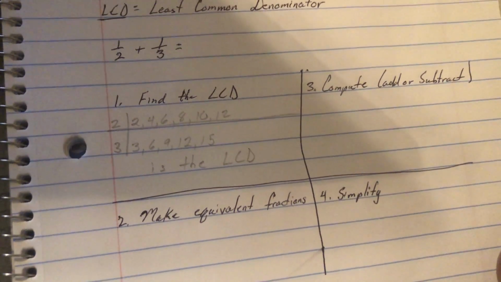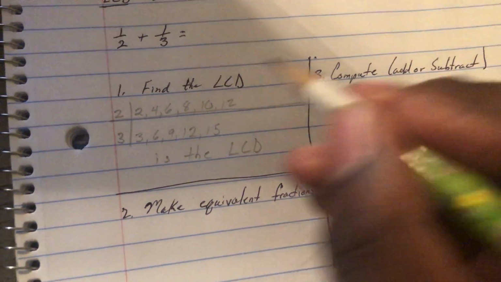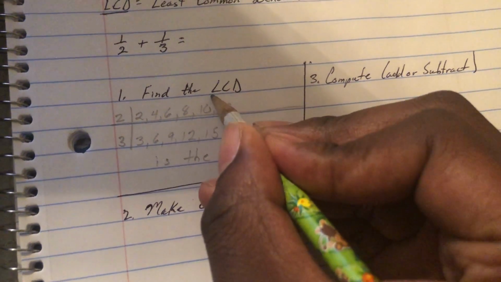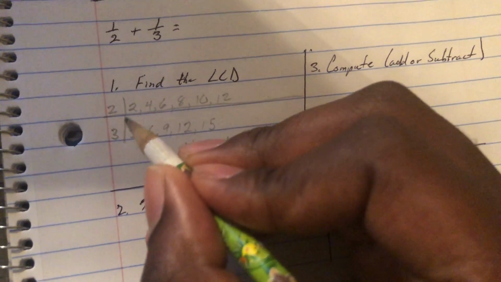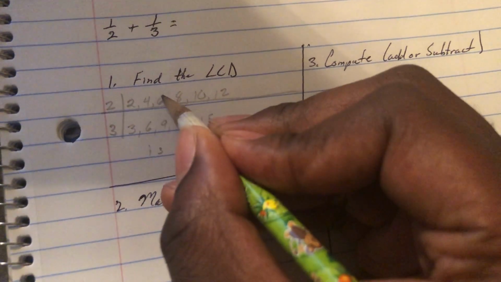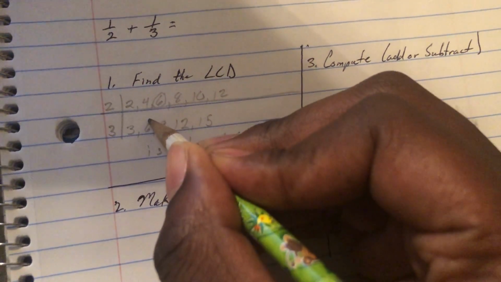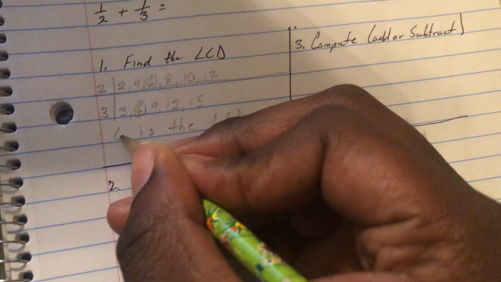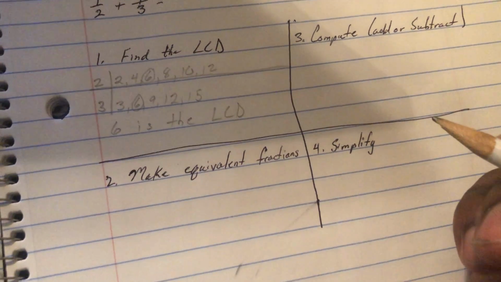Alright. Now I need to find out what they have in common. But what is the smallest number they have in common? So they both don't have a 2, they both don't have a 4. Oh, got a 6. So 6 is the LCD.